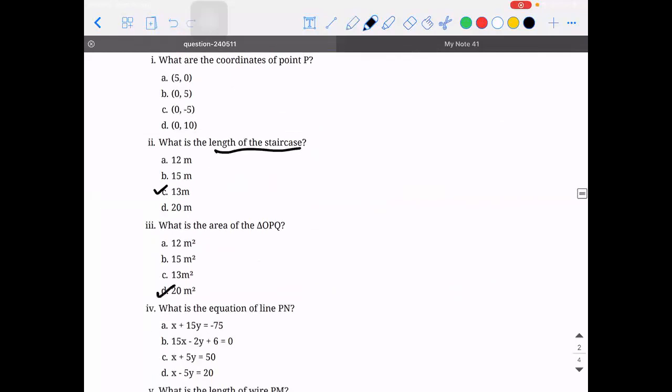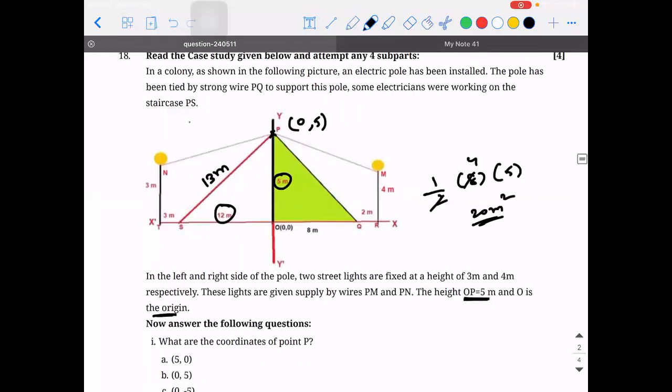What is the equation of the line PN? For me to find the equation of PN, what do I need? I need the slope. How do I find the coordinates of N? If I drop a perpendicular here, this point is 0, 3. So what will this point be? This is 12 and this is 3, so this distance is 15. So it is minus 15, 3. Second quadrant, no?